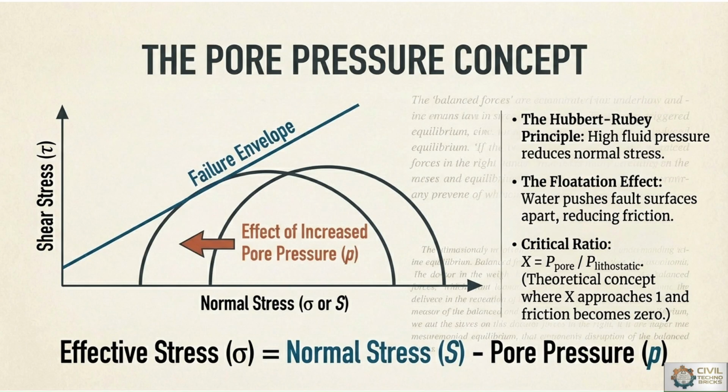The next concept is the pore water pressure, or pore pressure concept, which is based on stress. Here is the graphical representation, with the normal stress on the x-axis and the shear stress on the y-axis. The effective stress governs the strength and stability of soil and rock masses. Effective stress is calculated as total stress minus pore water pressure.